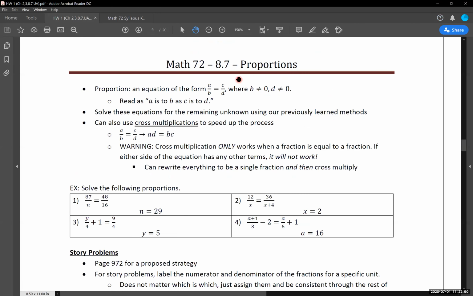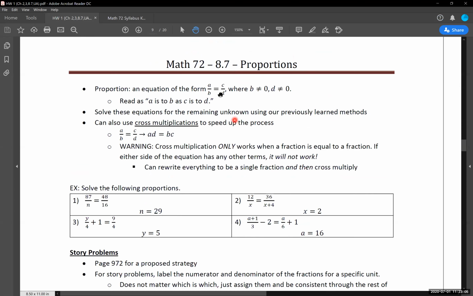Okay, so here with 8.7, we are taking a look at proportions. We have our general form that we're going to see proportions written out in, and we'll solve a couple examples with these as well, and then go into some story problems with these.